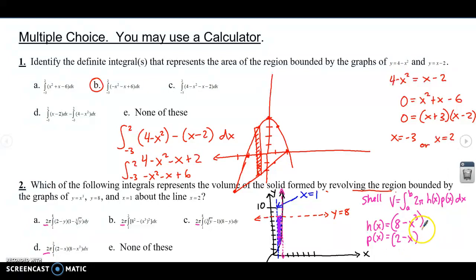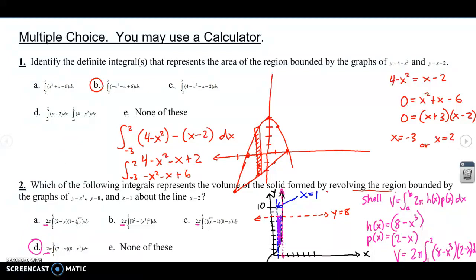You can see that if I plug those into this equation here and pull out the 2 pi, I'm going to have 2 pi times the integral, and I'm integrating x values, so I'm going from 1 to 2. And it looks like I have 8 minus x cubed times 2 minus x dx. And that's going to be answer choice D as in dog. Even though they are in the wrong order, their multiplication is commutative there, so I'm going to go with letter D.